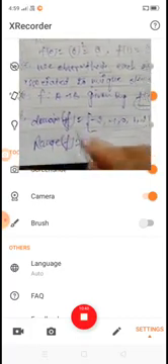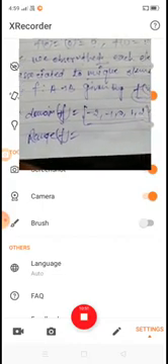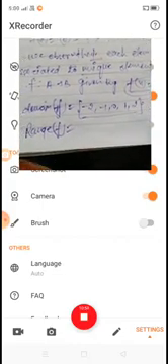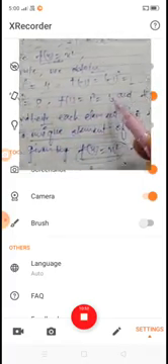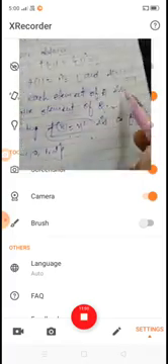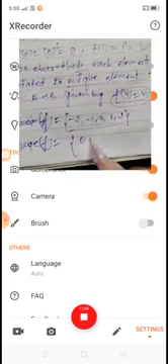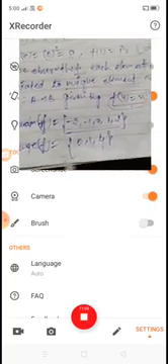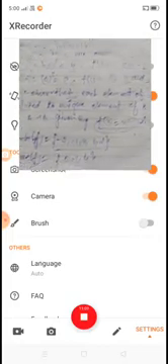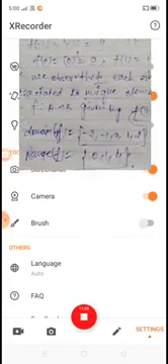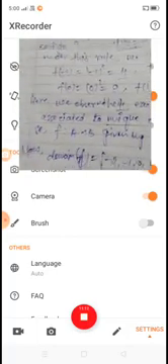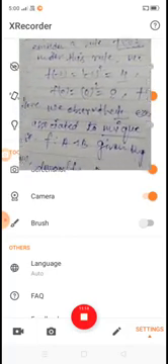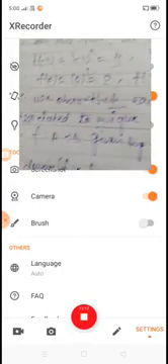Range of the function: the set of images of elements of A is known as the range of a function. So the range of the function is 0, 1 and 4. This is the range of the function. Now clear? So in this way we find the domain and range and pre-image of the function.